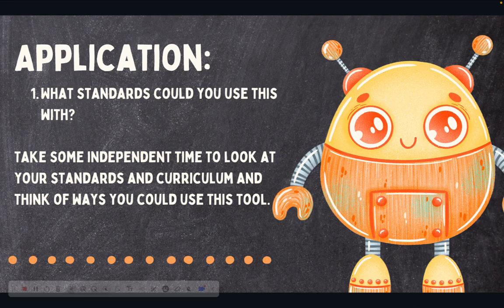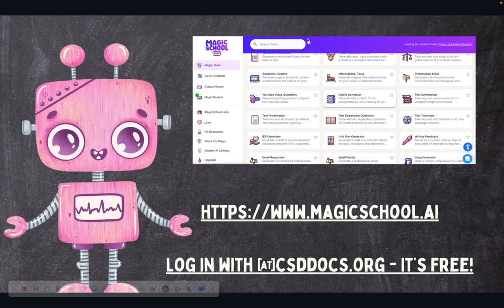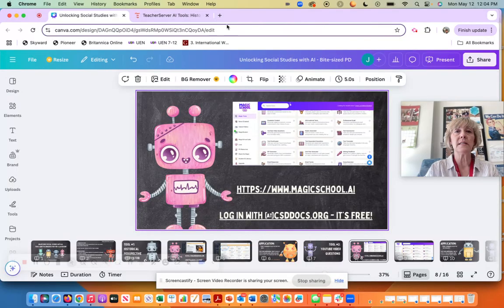All right, well, welcome back. We are going to now do tool number 2, YouTube video questions. So to do this, you need to go to www.magicschool.ai, and you're going to want to log in with your CSD Docs account. So let's do that.